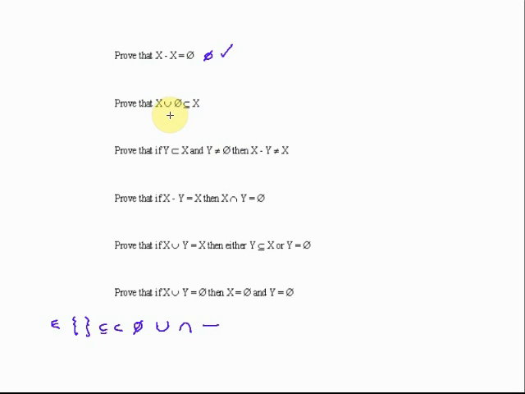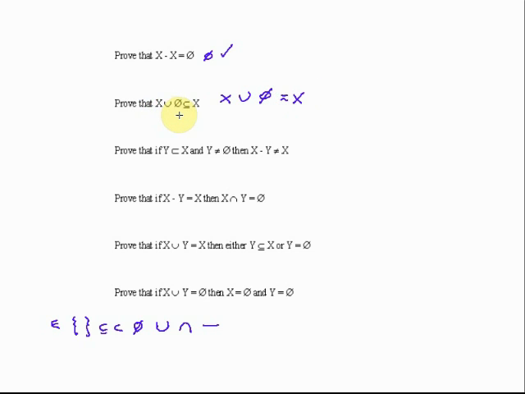Number 2, we are asked to prove that the set X union the empty set is a subset of X. Well, what is X union the empty set? It is the set of all things which are either in X or in the empty set. Well, the set of all things which are either in X or in the empty set are just those things which are in X, because there is nothing in the empty set. So X union the empty set is simply equal to X.